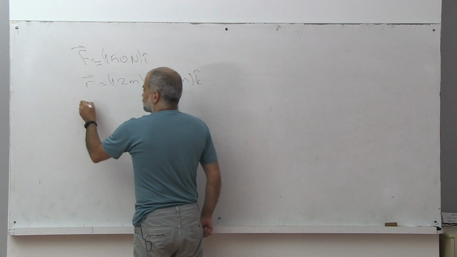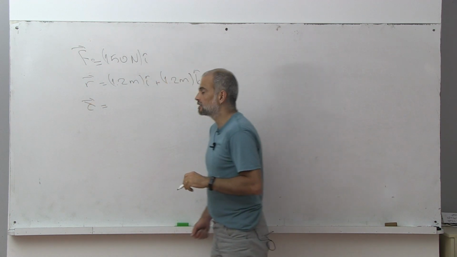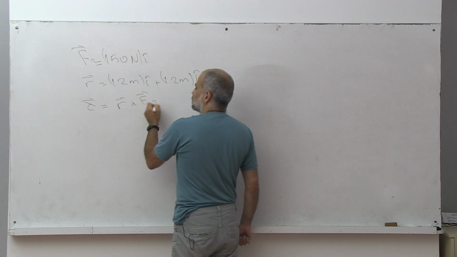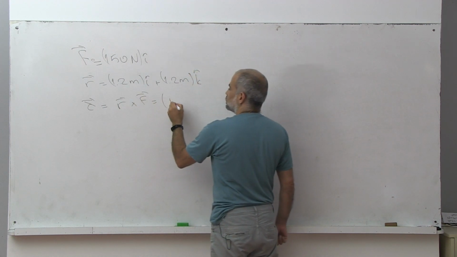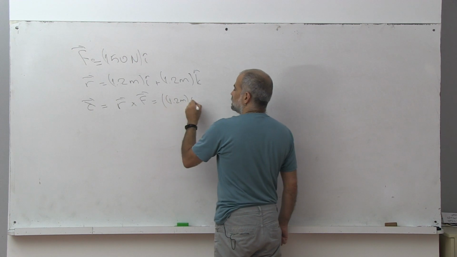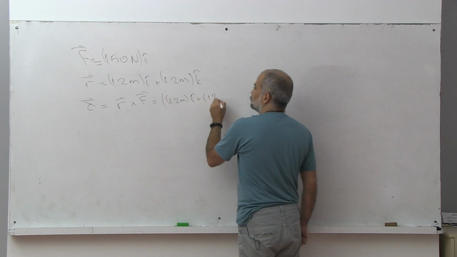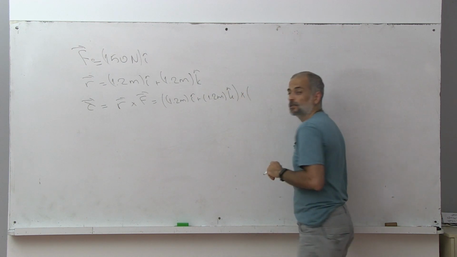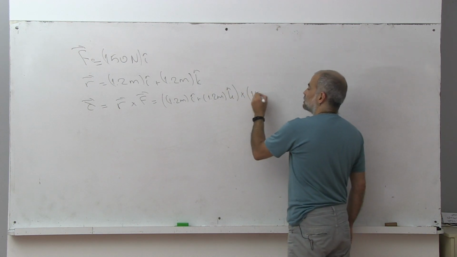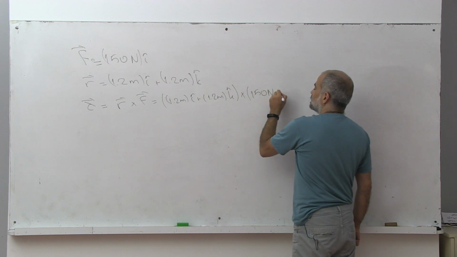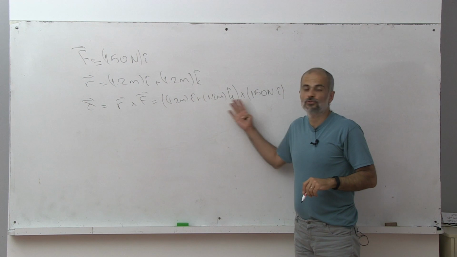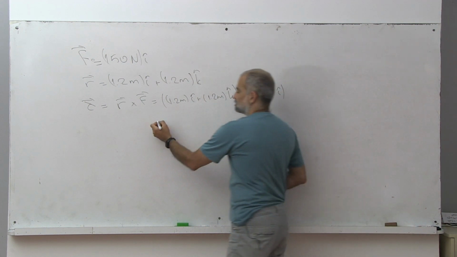Now the torque, if you remember, the definition of the torque is r cross F. The position vector is 1.2 meters in the i direction plus 1.2 meters in the k direction, cross product with the force, which is 150 newtons in the i hat direction. Now we can just distribute this cross product over this sum.